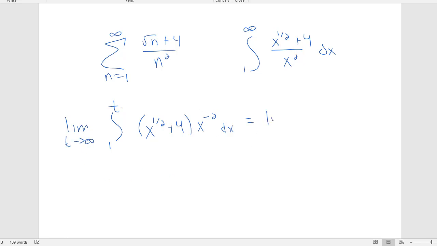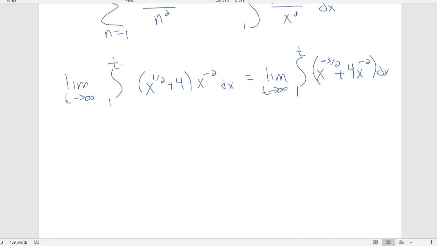So I distribute my x to the negative 2 into my integral here, and I'm going to get x to the negative 3/2 plus 4x to the negative 2, and I can use my power rule at this point. But x to the negative 3/2 is going to be add 1 to the power, divide by the new power, or multiply by the reciprocal. And then add 1 to the power here, so x to the negative 2. I add 1 to the power, divide by the new power, and then I continue evaluating the limit at that point.